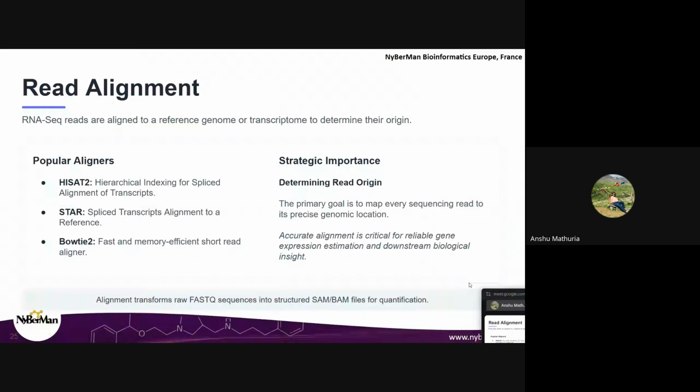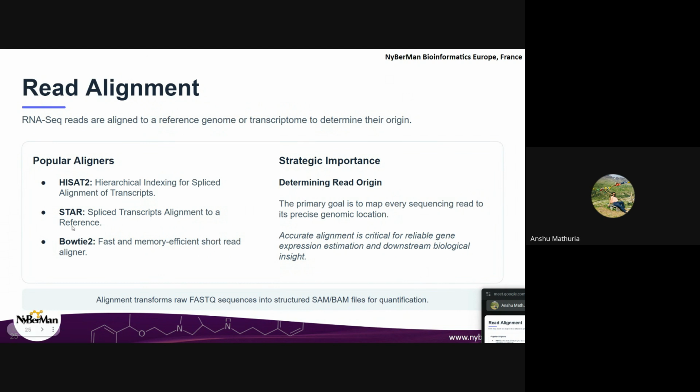So now after you understand the quality, you move to the next step, that is read alignment. That is, you will map the raw RNA-seq reads that you got onto your reference genome. There are multiple tools that you can use for the alignment, that is HiSat2, STAR, Bowtie. We will generally use HiSat2 commonly.